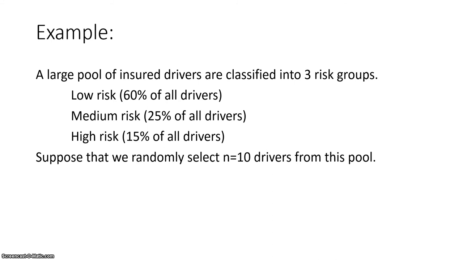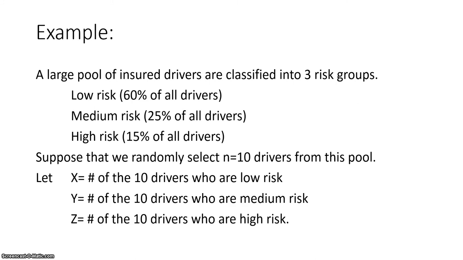Here's an example. We have a large pool of insured drivers that are classified into three risk groups: low risk, which will have 60% of all drivers, medium risk, which is 25% of all drivers, and high risk, which is 15% of all drivers. Suppose that we randomly select n equals 10 total drivers from this large pool. We're going to let x equal the number out of the 10 drivers who are low-risk drivers. Y is going to be the number of the 10 drivers who are medium-risk drivers. And z is the number out of the 10 drivers who are high-risk drivers.